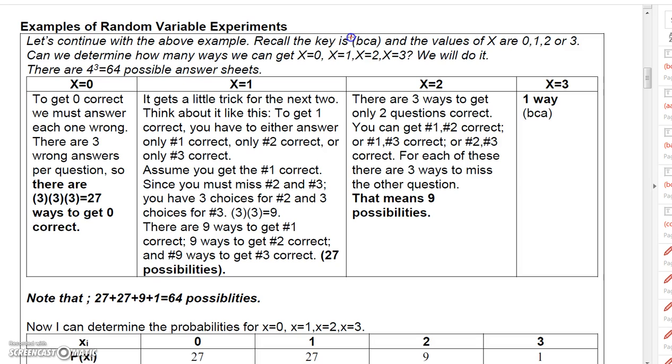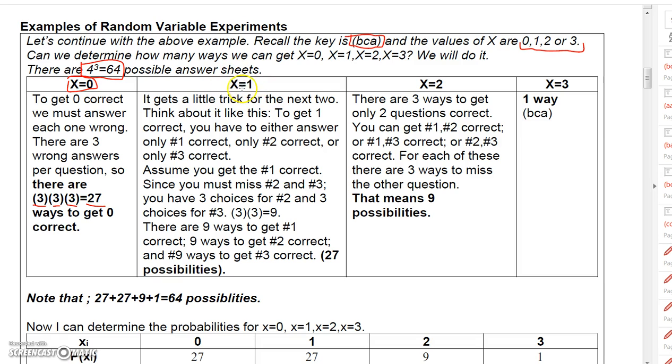And let's remember that the key is BCA. So remember also that the X values, they could get none correct, 1 correct, 2 correct, or 3 correct. Let's take a look at how many ways each of these could happen. Now, you know that there's 64 possible answer sheets that could be turned in. Well, to get 0 correct, they would have to miss all 3. Since there's only 1 correct answer, they would have to choose the 3 incorrect answers for the first one, the 3 incorrect answers for the second one, and the 3 incorrect answers for the third one. So that would be 27 ways to get 0 correct.